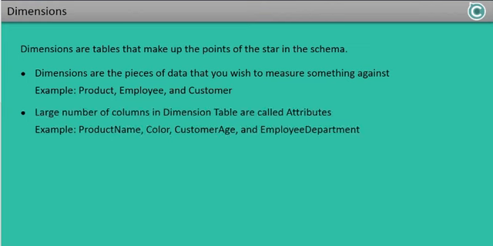Each dimension table consists of a number of columns, which are called attributes in the context of data warehouses. These attributes are actually the ones that are used in a query to display a value. For instance, a product's dimension would have different attributes, such as name, category, color, and model. An employee dimension could have attributes such as name, gender, age, department, and more.